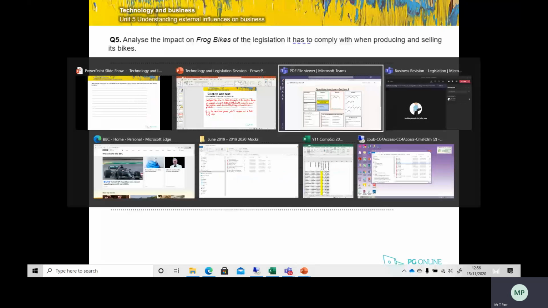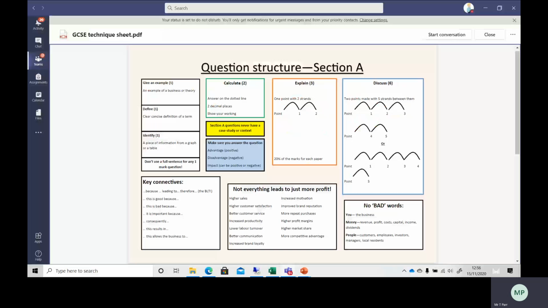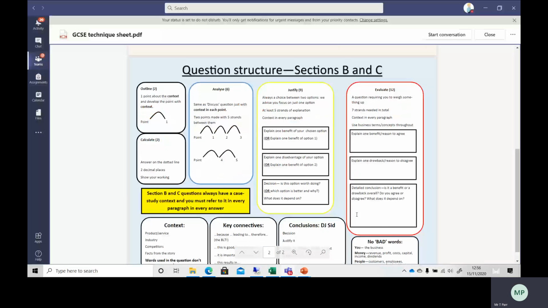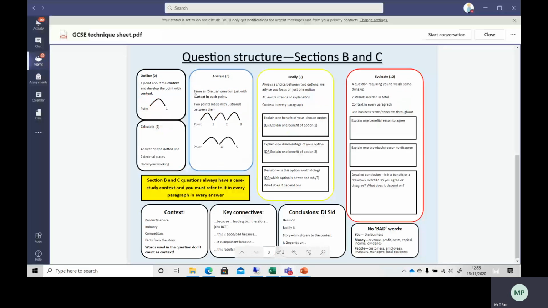Let's go back to this bit, section B. This is context questions, analyze. It's the same as discuss, but with context at each point. So we have to make 2 points with 5 strands between that. So make a point, the impact it has on frog. This means that, as a result, this could result in. So we need 2 points there.